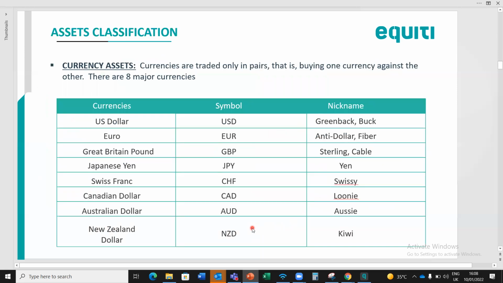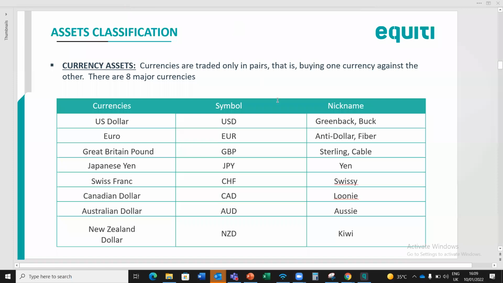So basically, having known this now, we will quickly delve into knowing what those assets, what those instruments, what those financial assets that I keep talking about are, that are being traded on the forex market. First, we will start with what we call the currency assets. There are five large markets. I'm going to touch them briefly. So let's start with the currency asset. Now, the currencies are traded only in pairs. That is buying one currency against the other. So you cannot trade one currency alone in itself.